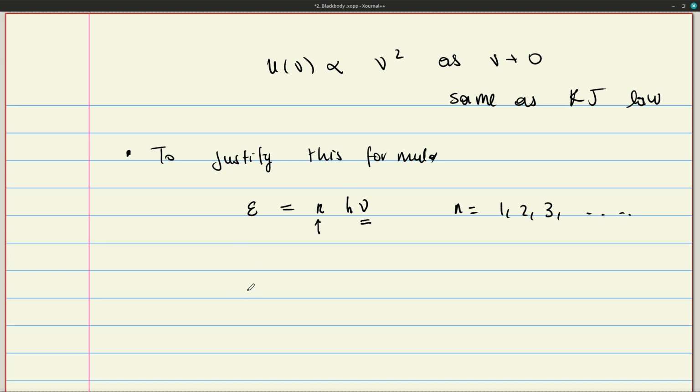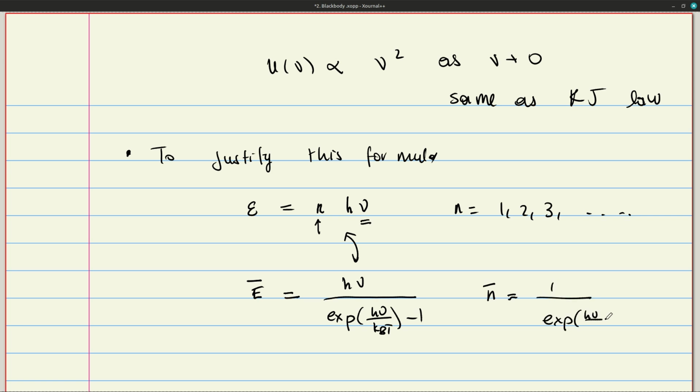And the corresponding average energy, to agree, is going to be h nu divided by exp(h nu over kBT) minus 1. You can kind of see, comparing these two equations, there is an average n, so let me call it n bar, which is something like 1 over exp(h nu over kBT) minus 1. So we will also derive this formula if you are patient.